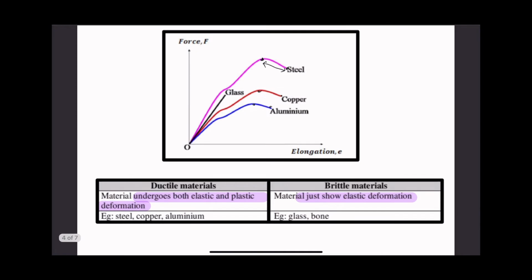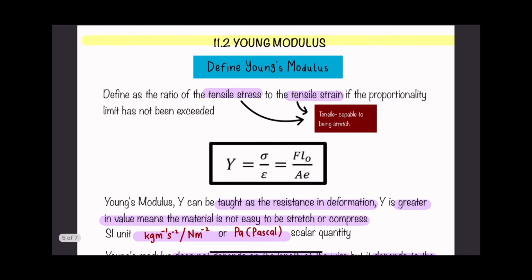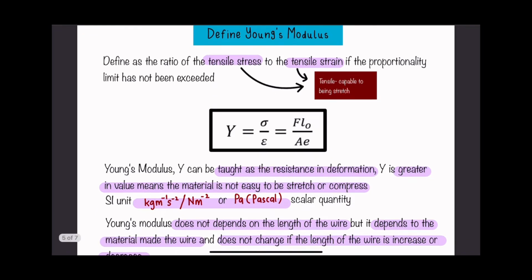Alright. So next. Okay, so next is Young modulus. Okay, define what is Young modulus. Young modulus is the ratio of the tensile stress to the tensile strain, as long as the proportionality limit has not been exceeded. Ni kita panggil sampai kita baca graph dia hanya sampai point A sajalah. Okay, daripada kosong kepada point A tadi. So tensile di sini bermaksud dia adalah capable of being stretched. Okay, so the equation of Young modulus is tensile stress divided by tensile strain.